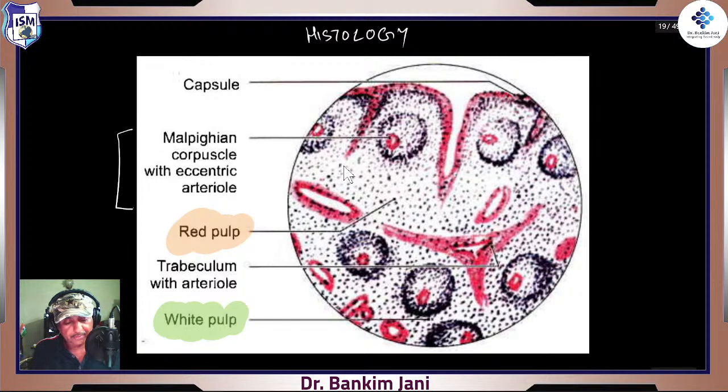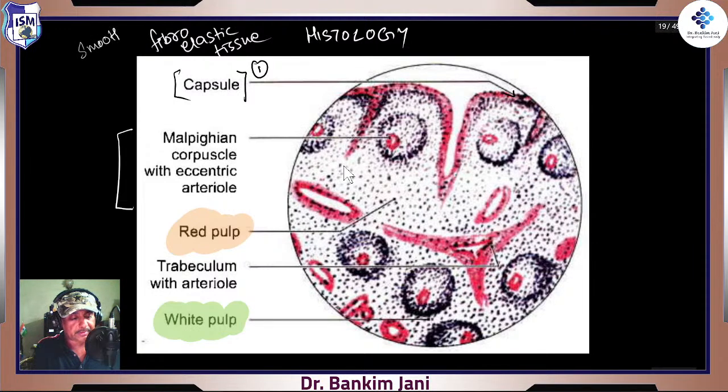Watch for first the capsule. This is the outer covering, that's the capsule. Now this capsule is fibroelastic tissue. Why does it have to be fibroelastic? Protection. So it is a fibroelastic tissue, with smooth muscles in it. Okay, so that part is done.